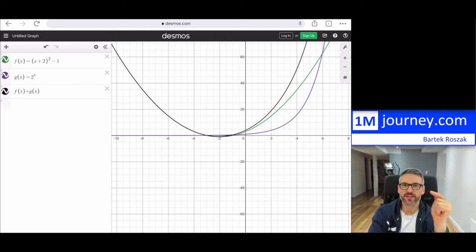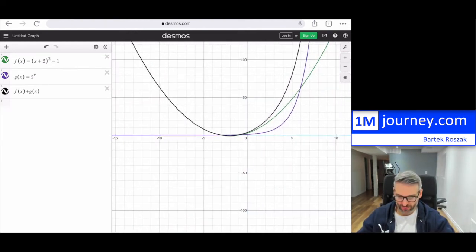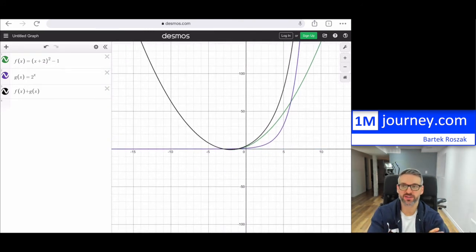So notice on the negative side, when we added these together, what we see is that our addition, f of x plus g of x, approaches our f of x function because our g of x goes to 0. Now on the opposite side, as x gets bigger and bigger, it looks like our function is approaching 2 to the x, the exponential. That again should not surprise you because 2 to the x grows much faster than the parabola.